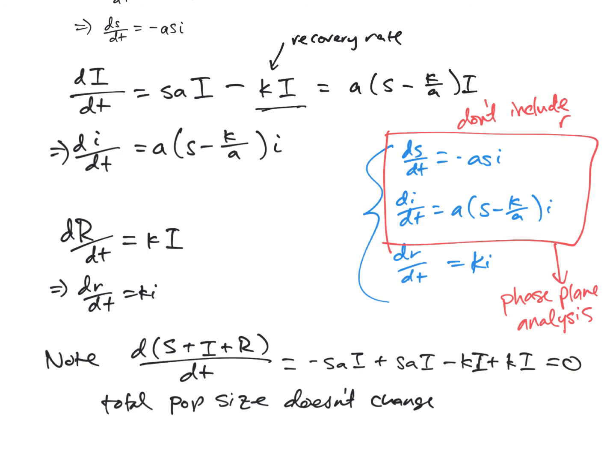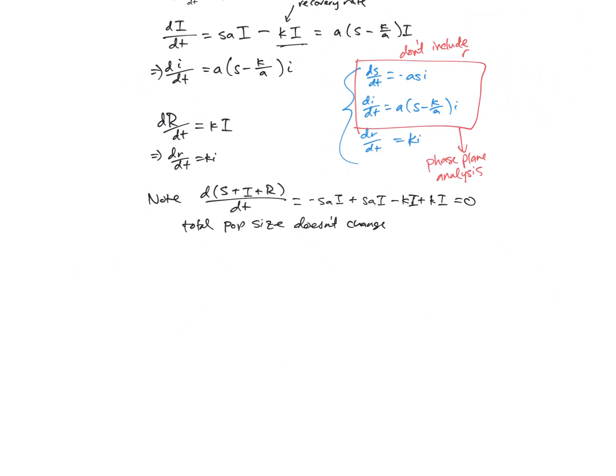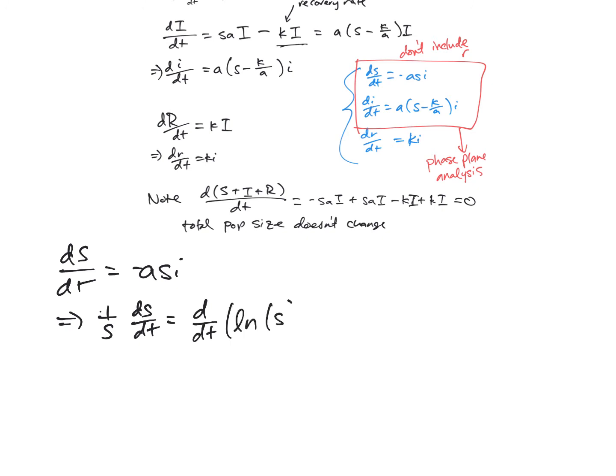Okay, let's think about our equations a little bit more. Let's start with dS/dt equals negative aSI. Let's think about the behavior of that a little bit before we get on to the phase plane. So we can separate out the variables, and we get 1 over S dS/dt equals, we can write this as d/dt of ln S, right? That's chain rule, and that equals negative aI.